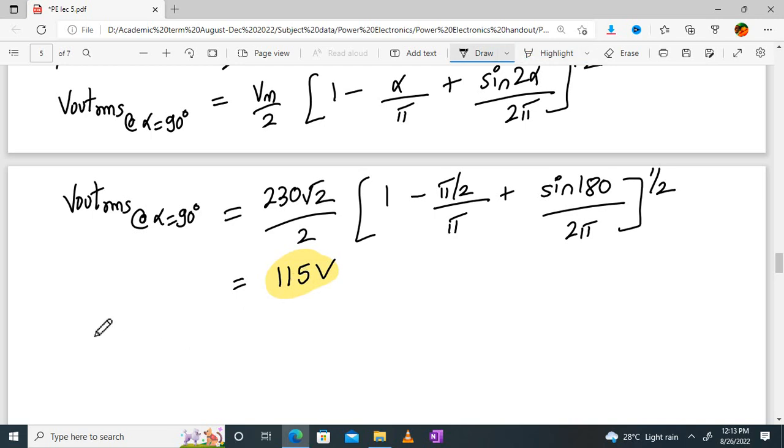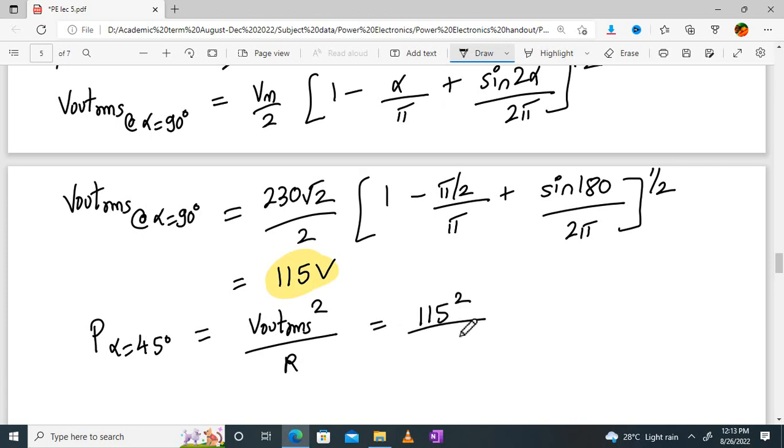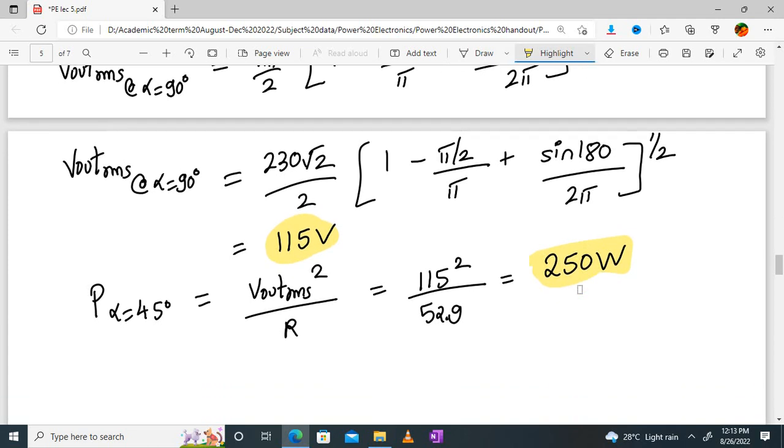So what will be the power absorbed? V out RMS square divided by R, 115 squared divided by 52.9. Approximately, the exact answer is 250. Yeah, that is 250 watts. This is a 5 marks numerical, not 10.